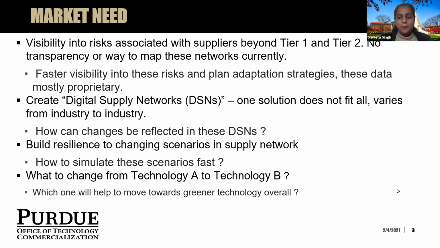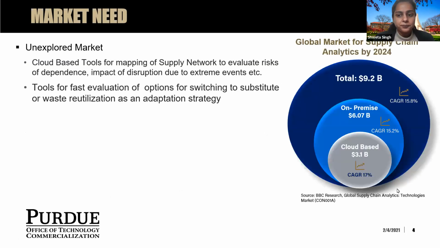If you have a map of the whole network of your manufacturing system based on technology A versus technology B, it can help us see where the risks exist, what waste is being generated, and where there are options to improve efficiency.